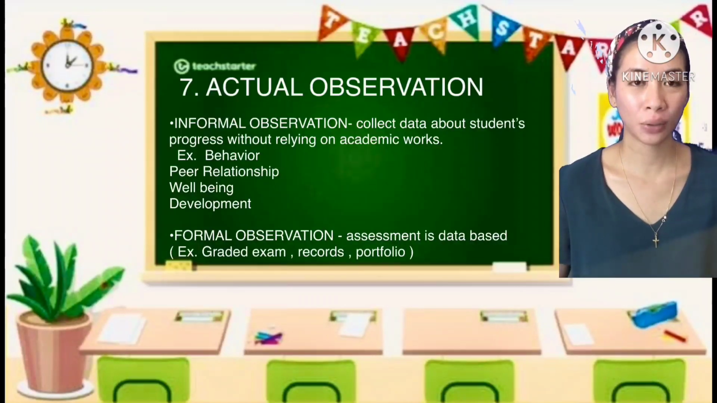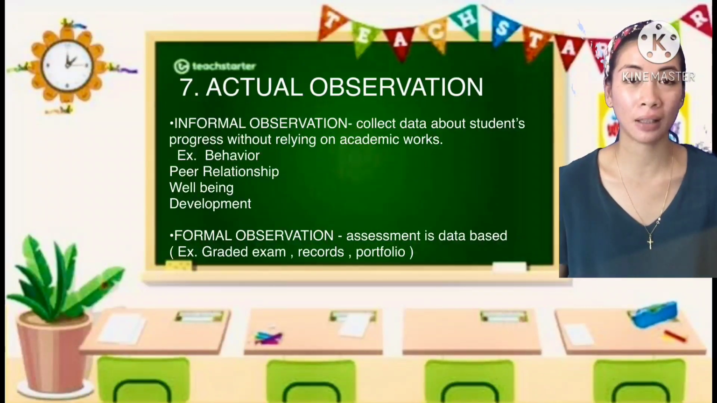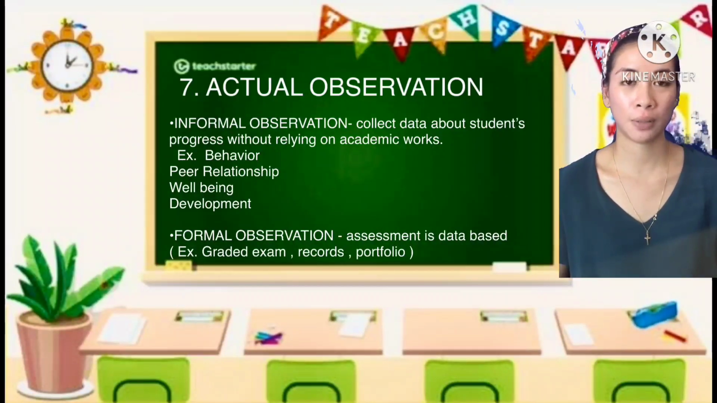Number 7, actual observation. Classroom observation is typically conducted by teachers and administrators to provide feedback and to improve their classroom management. And it can be done in 2 forms. We have the informal observation and we have the formal observation.